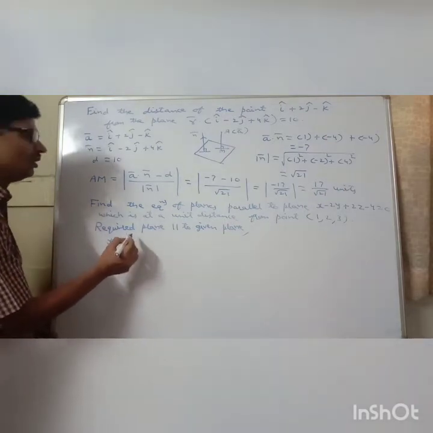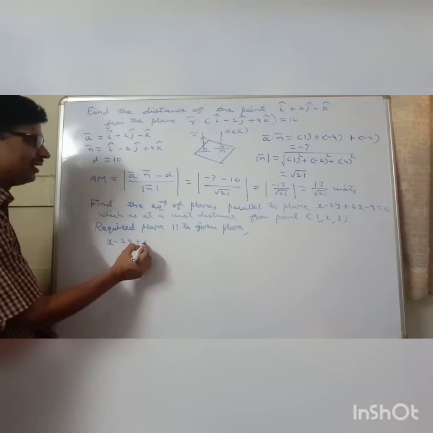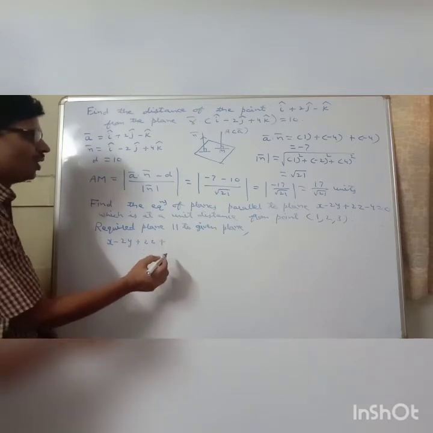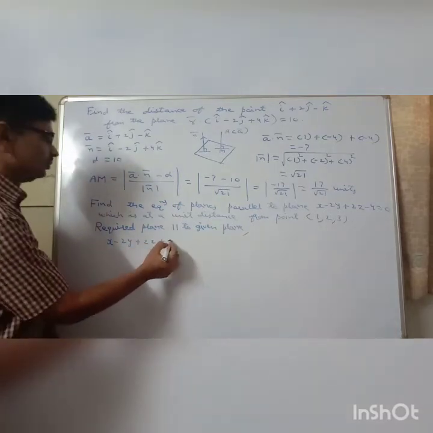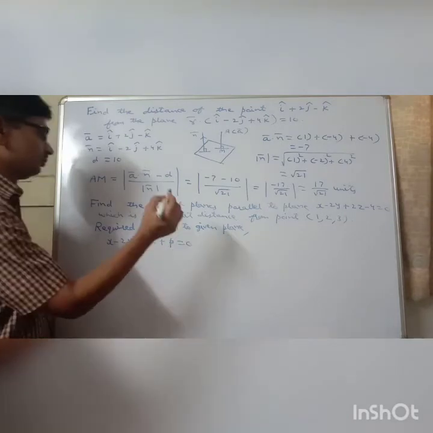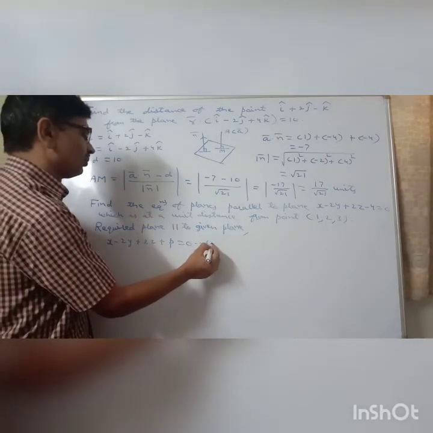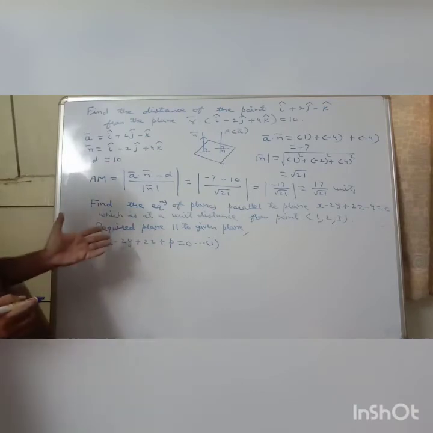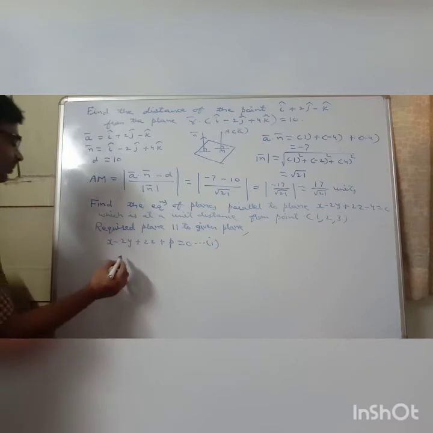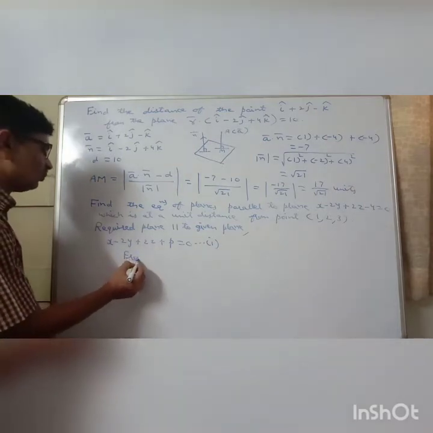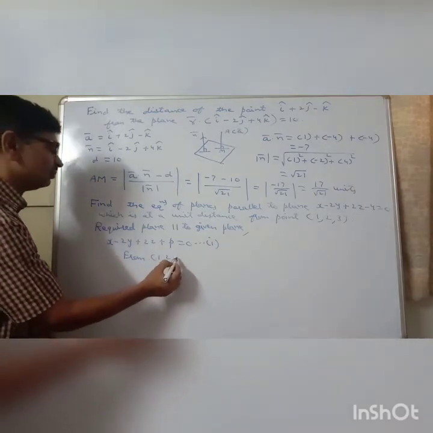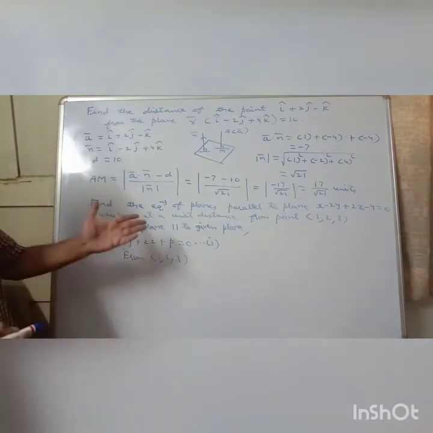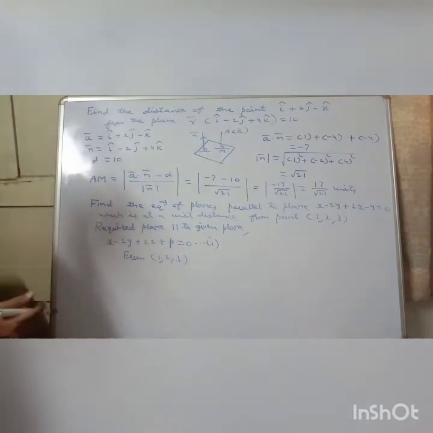So we shall take terms of x, y, z same. Constant term, suppose p. So here p is unknown, we have to find its value. And distance of plane from given point is unit distance, meaning distance equal to 1.